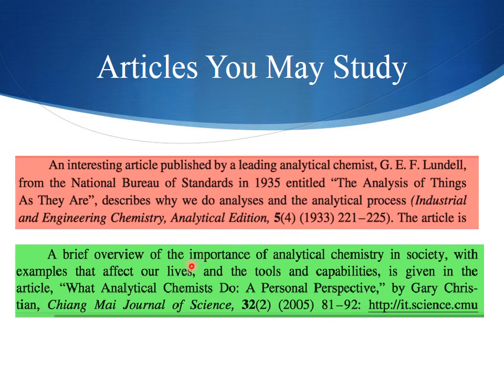And another important paper emphasizing the importance of analytical chemistry is a brief overview of the importance of analytical chemistry in society, with examples that affect our lives and the tools and capabilities. This is given in the article What Analytical Chemists Do, a Personal Perspective. This is written by Gary Christian, and it is published in the Chiang Mai Journal of Science.